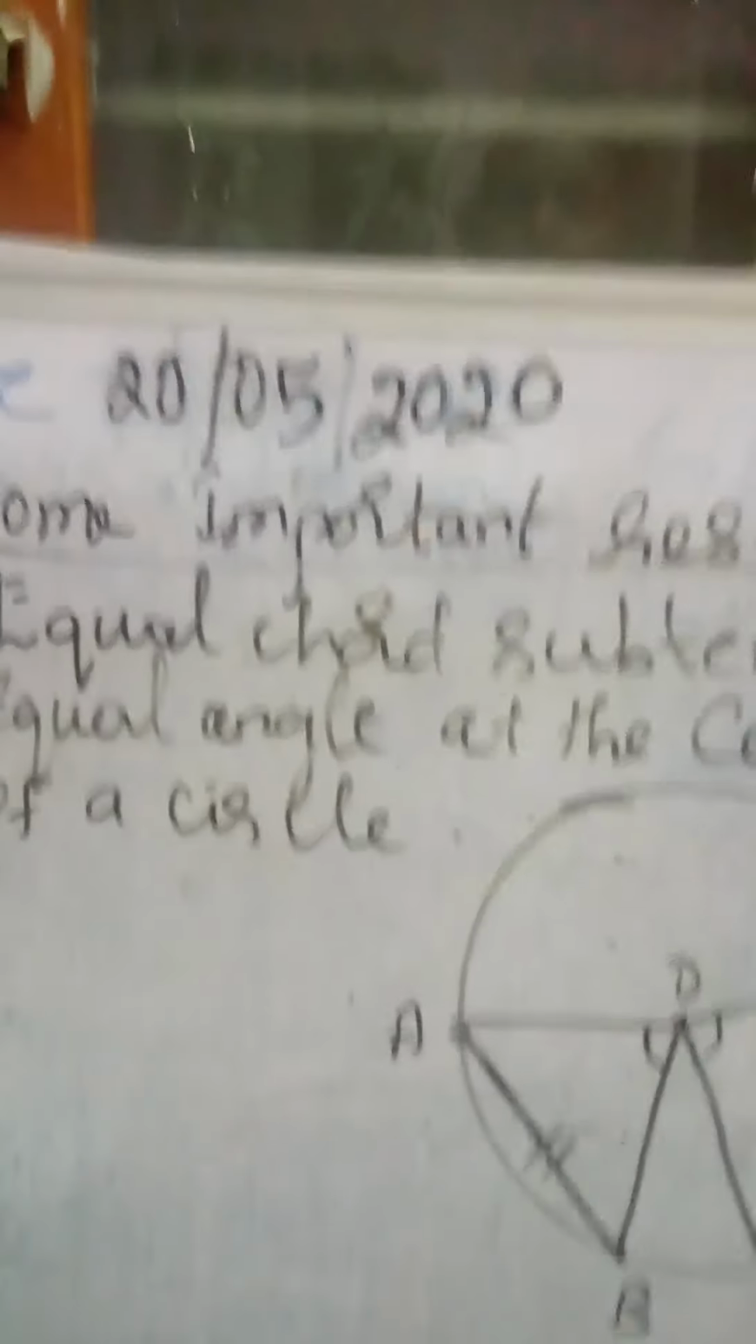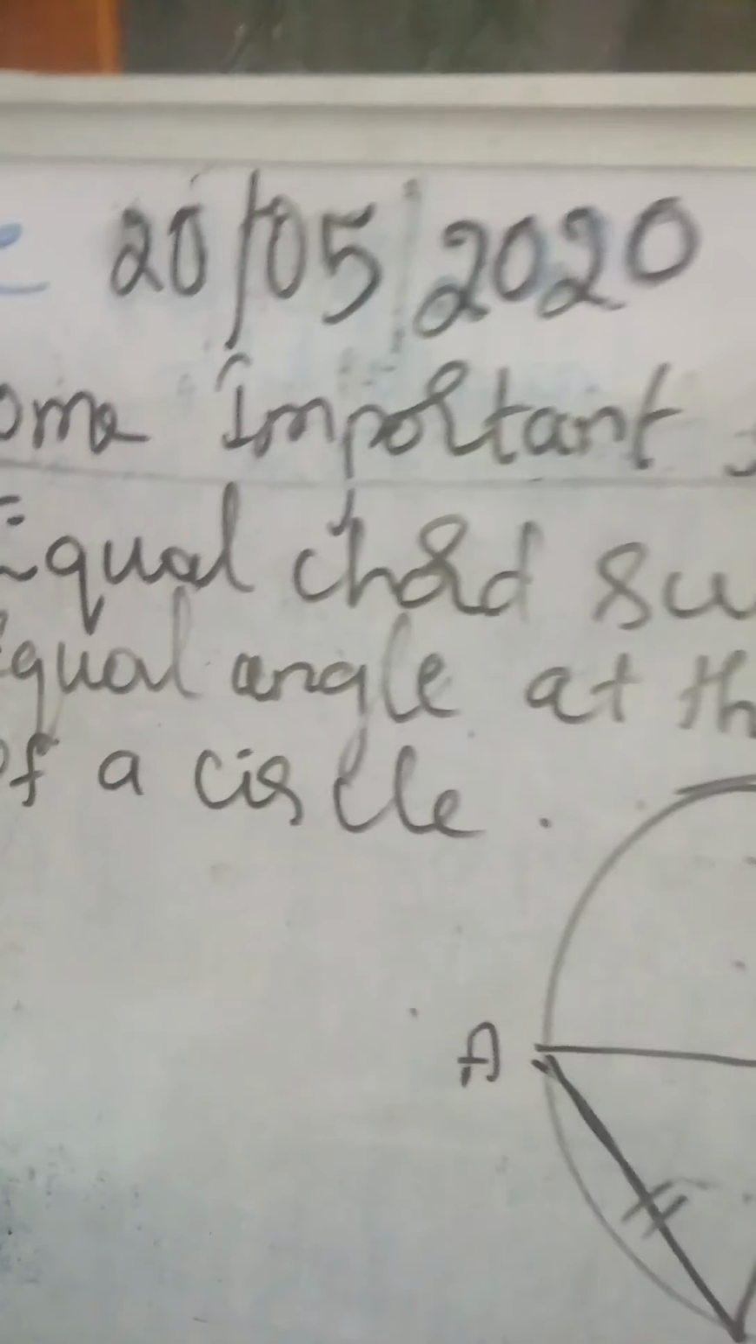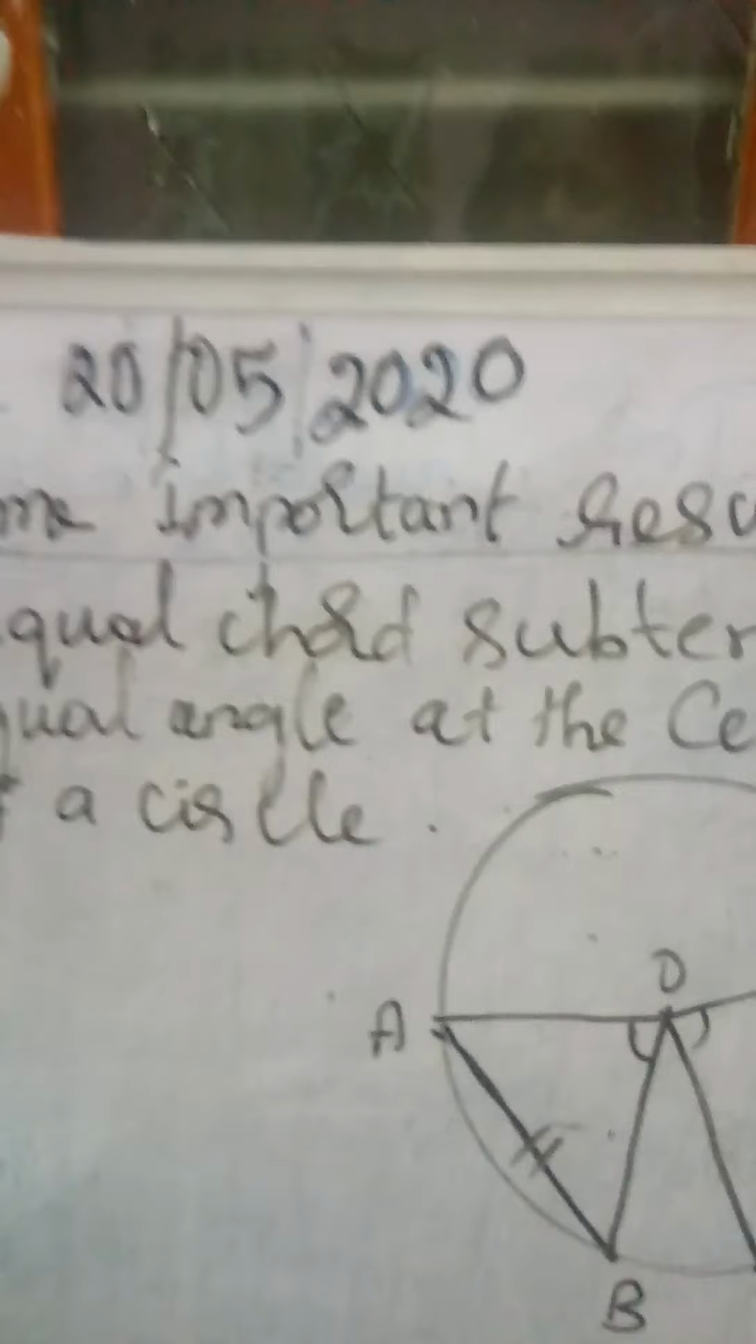Children, we'll be moving on to the next exercise 17B. Before moving on to the next exercise, you should know some important results of the chord and the circle.